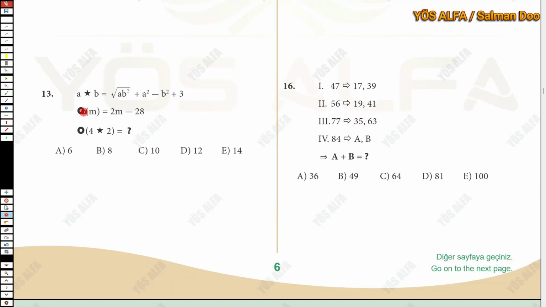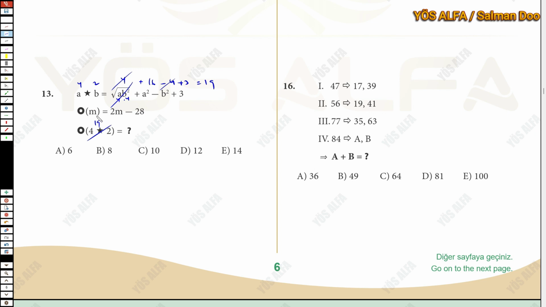13. Operation problem. We have the star operation and the circle operation. For the star operation, let's start from here. A is 4 and B is 2. 2 square is 4 and A is 4. So the square root of 16 is 4, plus 4 square is 16, minus 2 square is 4, plus 3. So that's our answer. 16 plus 3, which is 19. So we have 19 here.